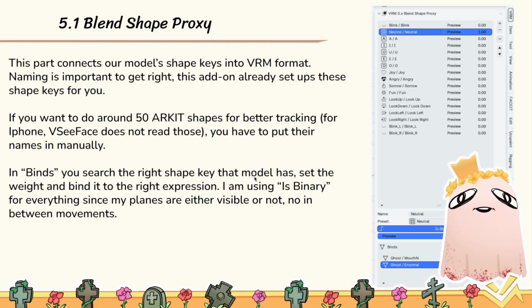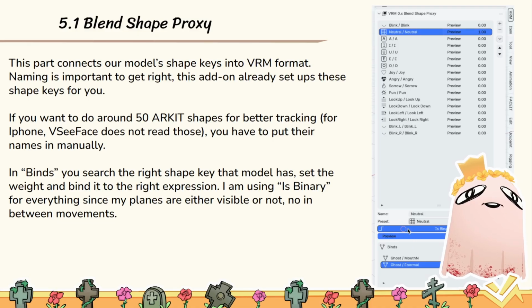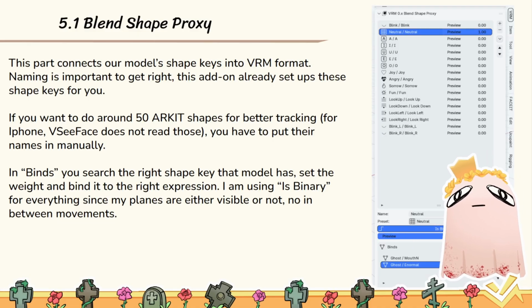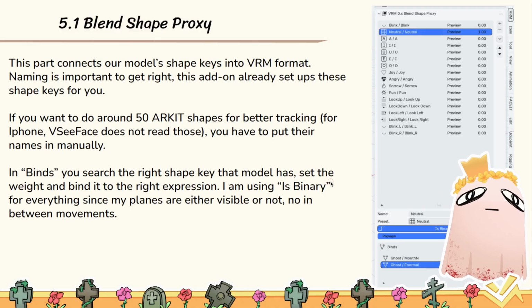Oh, and right. I am using isBinary for everything since my planes are either visible or not. No in-between movements. Here is the isBinary button, and it's on for all of these expressions. By default it is off, I think.